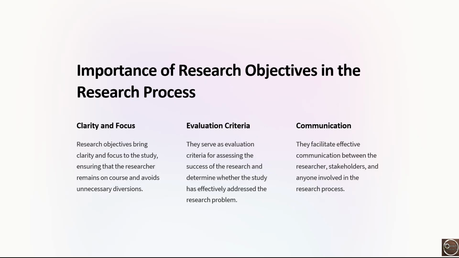Number two, they are an evaluation criteria. What does that mean? They assess whether your research is effectively addressing the research problem that you had stated earlier. And number three, the research objectives are the means of communication between the researcher and the stakeholders and anyone else involved in the research process. Remember, when you're doing research, there have to be stakeholders. Your research paper has to speak to a community. It has to speak to an issue. It has to speak to a problem that is affecting a society. So who are the stakeholders in this problem, in this community that your research is talking to? So these objectives are the means of communication. They are communicating the researcher's mind to the stakeholders. Okay, let us move forward.